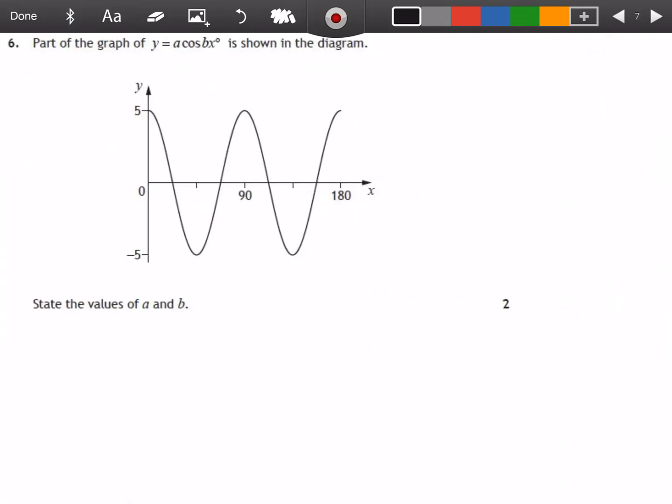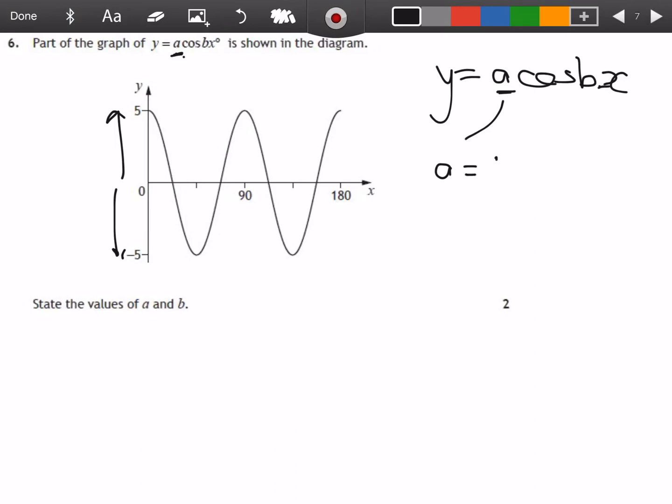Number 6, part of the graph of a cos bx is shown below. What are the values of a and b? Right, the number at the front, so this y equals a cos bx. The number at the front, the letter A, represents the amplitude. Basically thinking of it as, what does it go up to, what does it go down to, okay? It goes up to 5 and it goes down to negative 5. That tells us that the value of A is simply 5, okay? If it was going up to 2 and down to negative 2, A would be 2.